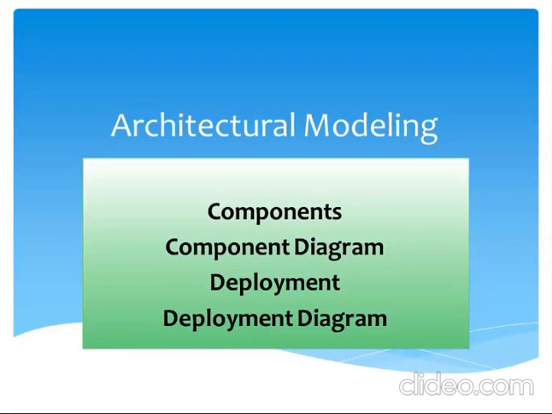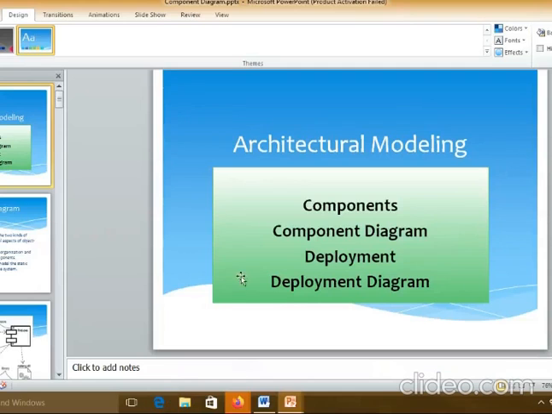Today we're going to discuss architectural modeling. The concepts under architecture modeling are components, component diagram, and deployment diagram. Yesterday we discussed components. Today we have to discuss the component diagram. So what is architectural modeling? In architectural modeling, we design the physical architecture of your system.